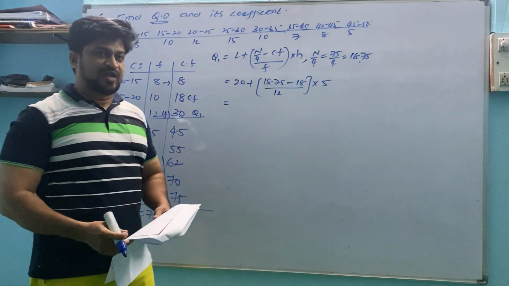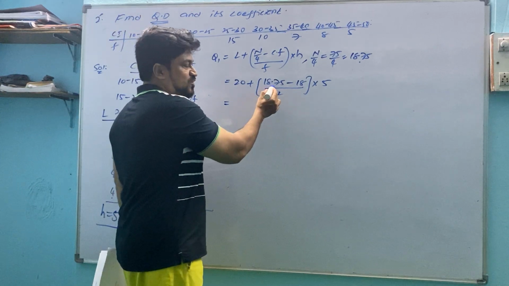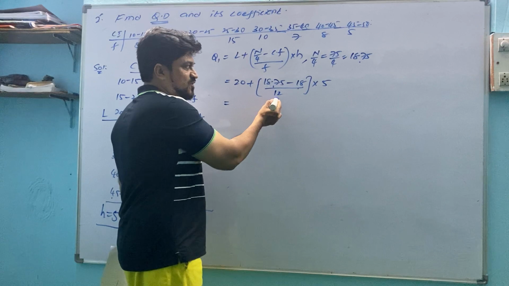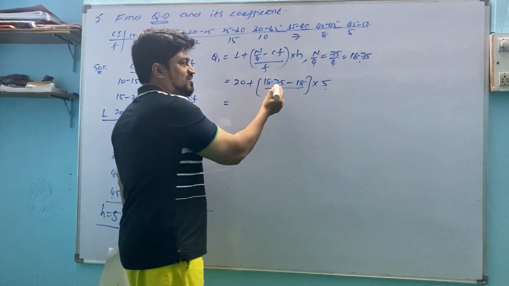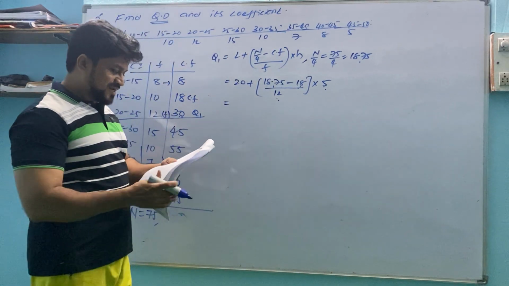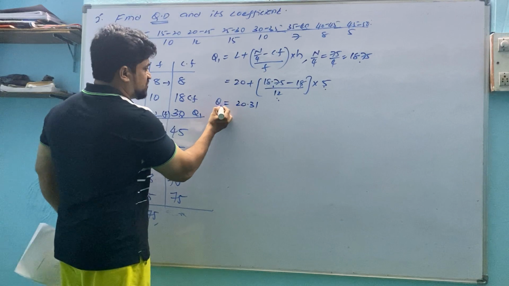Now those who are using a calculator, how to calculate this in a single step? Type 18.75 on your calculator, minus 18 divided by 12 into 5, or 18.75 minus 18 into 5 divided by 12, plus 20. They will get the answer of Q1, 20.31. This is the Q1 answer.